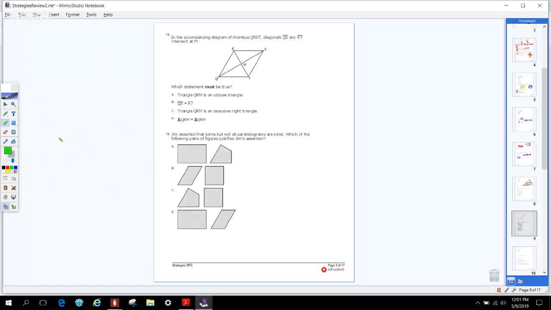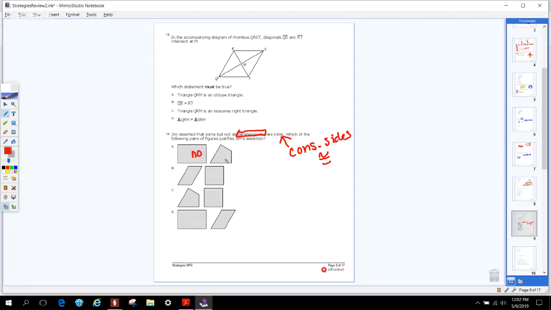Let's look at 816 because it's bizarre. It says Jim asserted that some, but not all, parallelograms are kites. Remember, a kite has consecutive sides that are congruent. That's what a kite is. So here, because it says parallelogram, we have to do process of elimination. We know that a rectangle is a parallelogram, but we know that it's not consecutive sides. So this is a no.